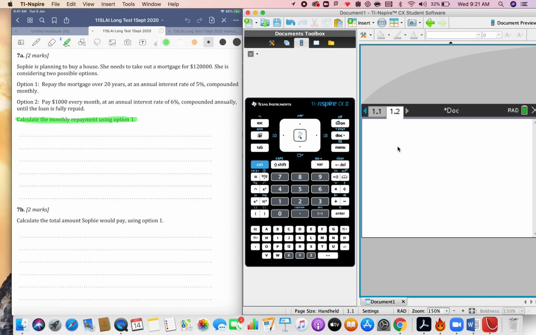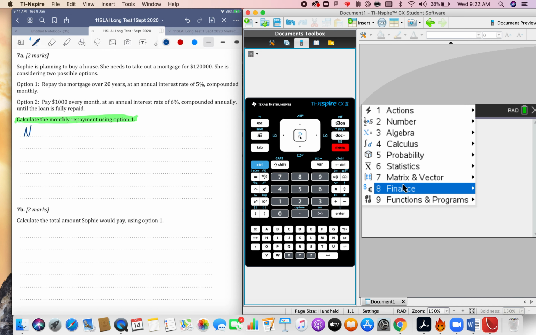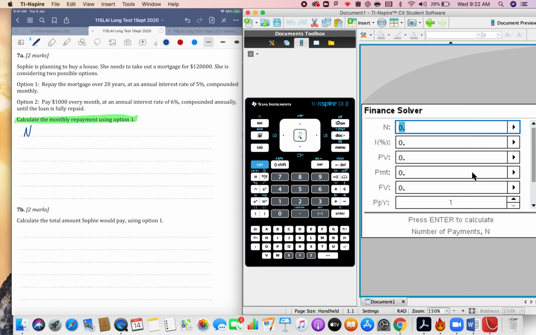Well, if it's monthly payments, that sounds like finance solver. If it was calculate the interest, maybe the compound interest formula, but this sounds very much like finance solver. So I'm going to pop a few little things down for finance solver. Let's get our calculator out. Menu, finance solver, okay? And we're going to write down the variables on our screen here: I, PV, PMT, FV, PPY, and then there'll be CPY, and we always set this to end.